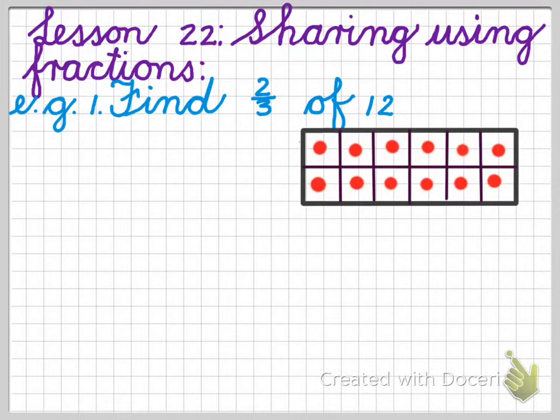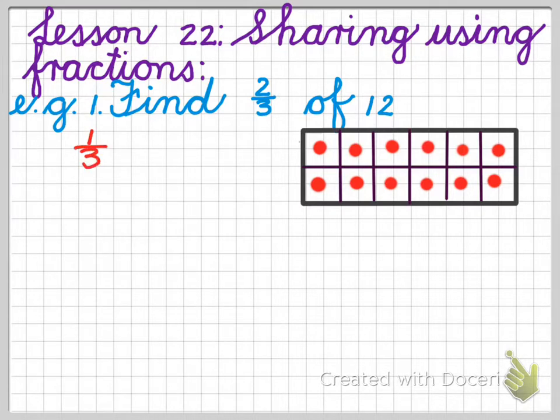Good morning, everyone. Today we are going to be doing sharing using fractions. We're going to be doing the next step onto our lesson that we did before with sharing using fractions. Now, last time when we did sharing using fractions, you may remember that all the fractions that we used were ones with a 1 on the top for a numerator.